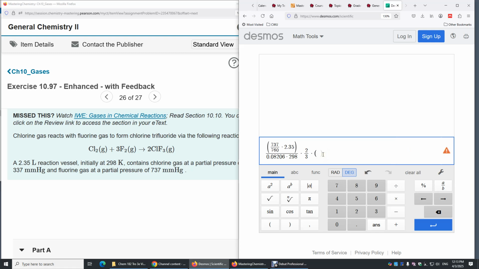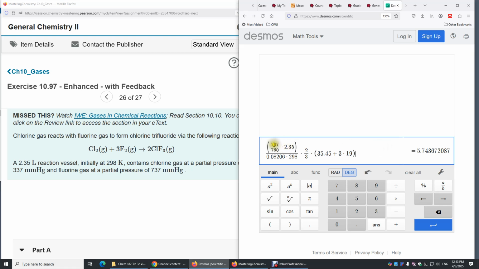Finally, the theoretical yield in grams. So we look up the molar mass of chlorine, we look up the molar mass of fluorine. Alright, and we have 3 fluorine atoms, and then we set up this equation. The final answer would be 5.74.